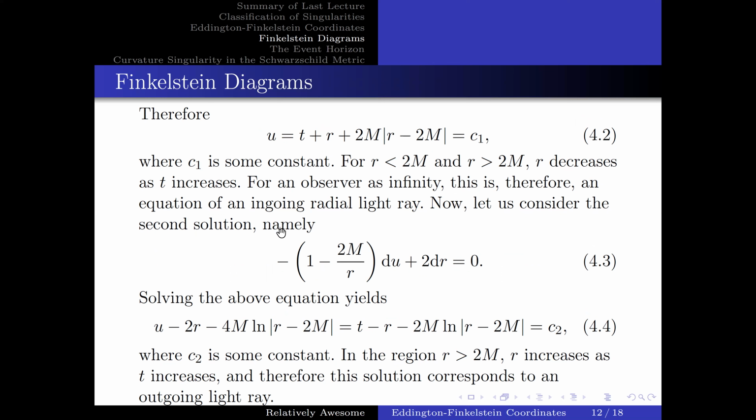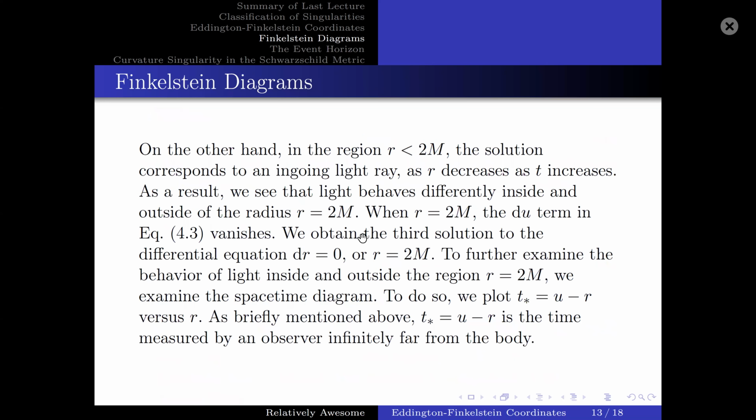Now, let us consider the second solution, namely the following. Solving this equation yields this, where c2 is some arbitrary constant. In the region r greater than 2m, r increases as t increases, and therefore the solution corresponds to an outgoing light ray. On the other hand, in the region r less than 2m, the solution corresponds to an ingoing light ray, as r decreases as t increases. As a result, we see that the light behaves differently inside and outside the radius r equals 2m.